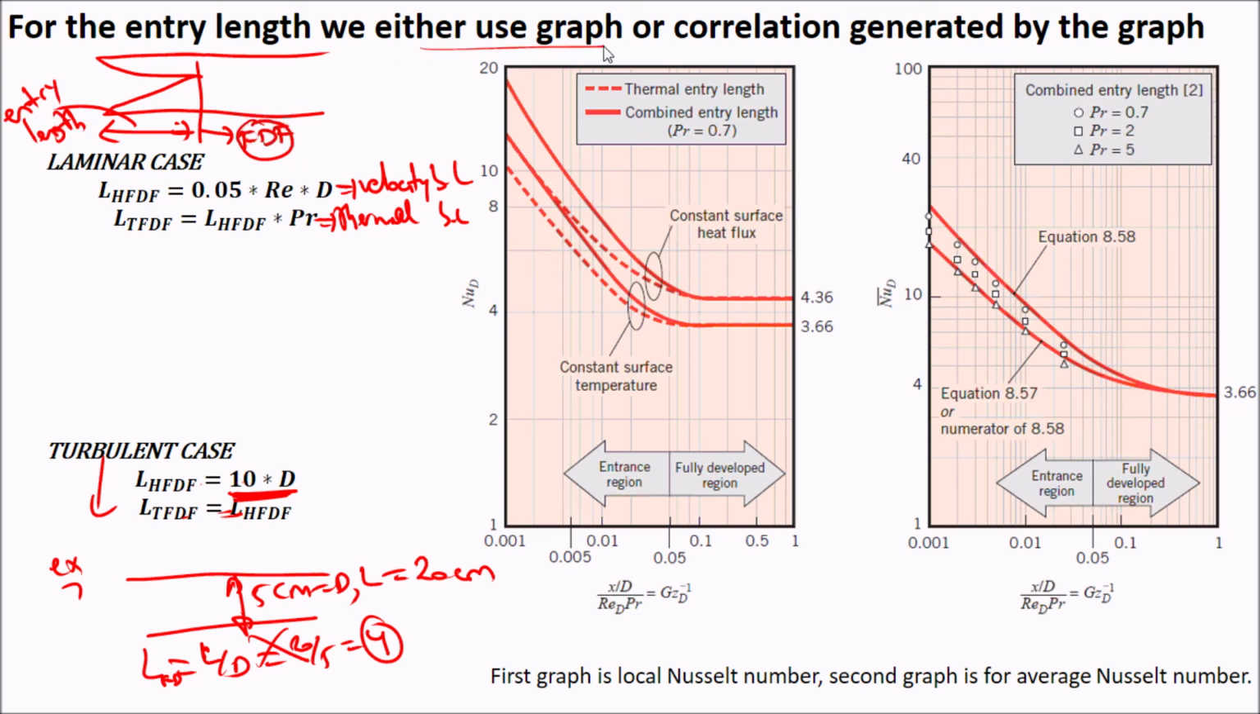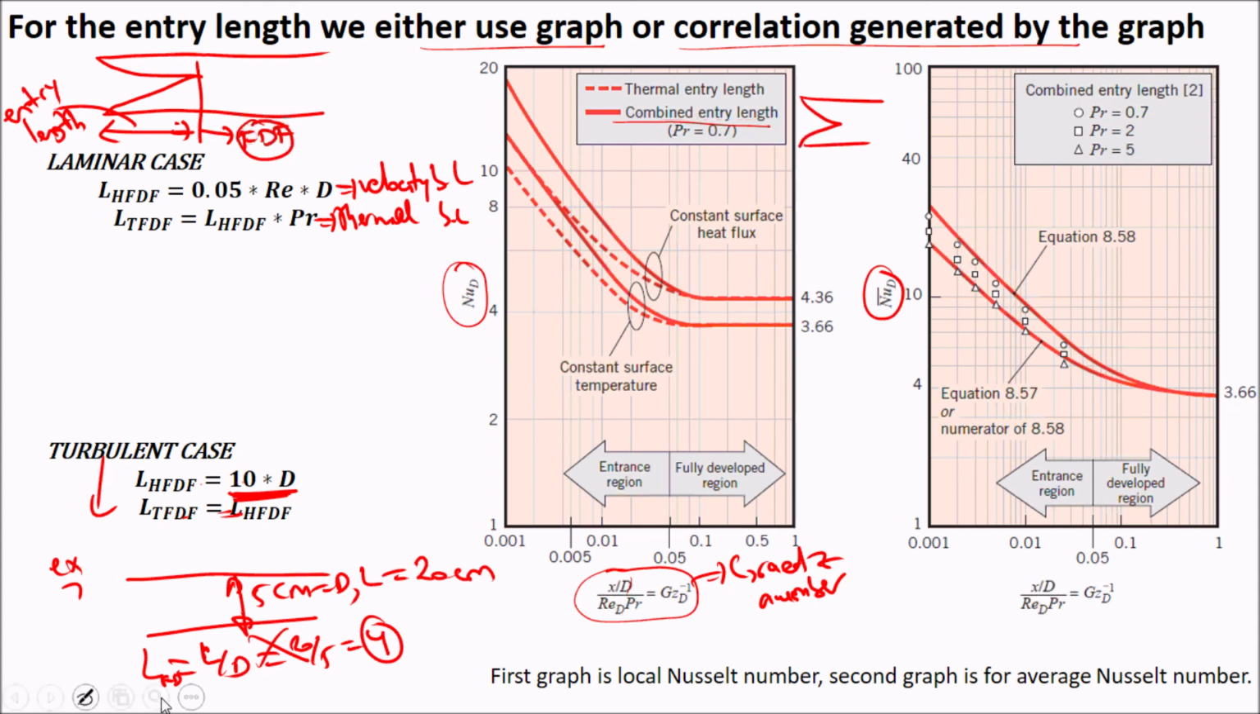It is the entry length. For the entry length, we either use a graph or a correlation. We will use the graph, or you can look for the correlations for the entry length. Graphs have two parts. One is the local values of the Nusselt number versus this non-dimensional number, which is the Graetz number. And also you can have the average Nusselt number value, and this one is the local Nusselt number value. The graph has two parts. You have the combined entry length, which means that the velocity boundary layer and the thermal boundary layer grow at the same time.